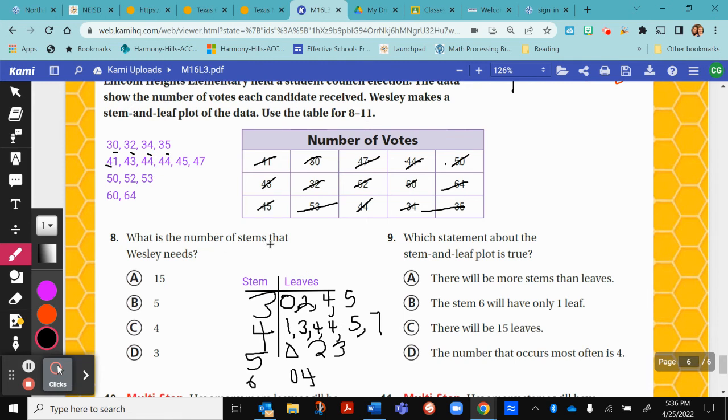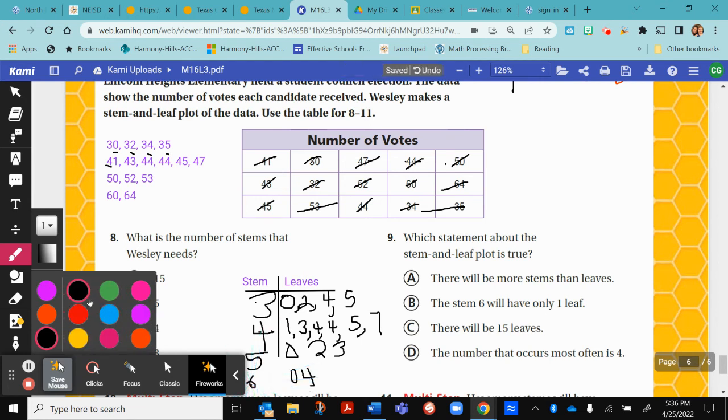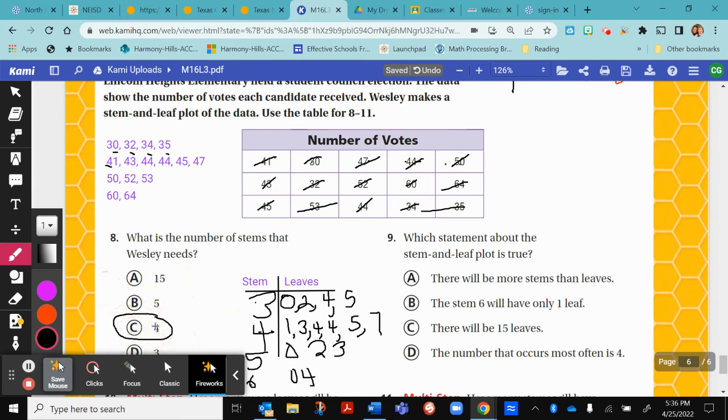This is the question: what is the number of stems that Wesley needs? So Wesley is going to actually need 1, 2, 3, 4. He needs 4 stems. All right, so we can see that right there.